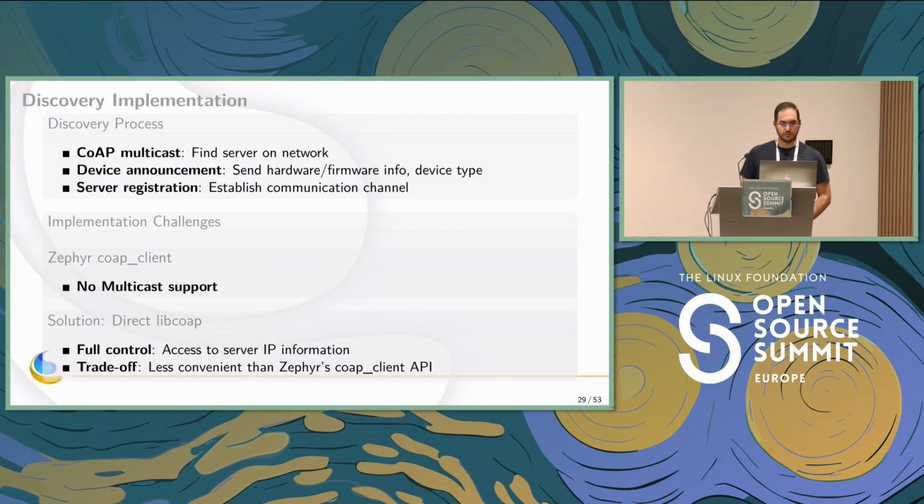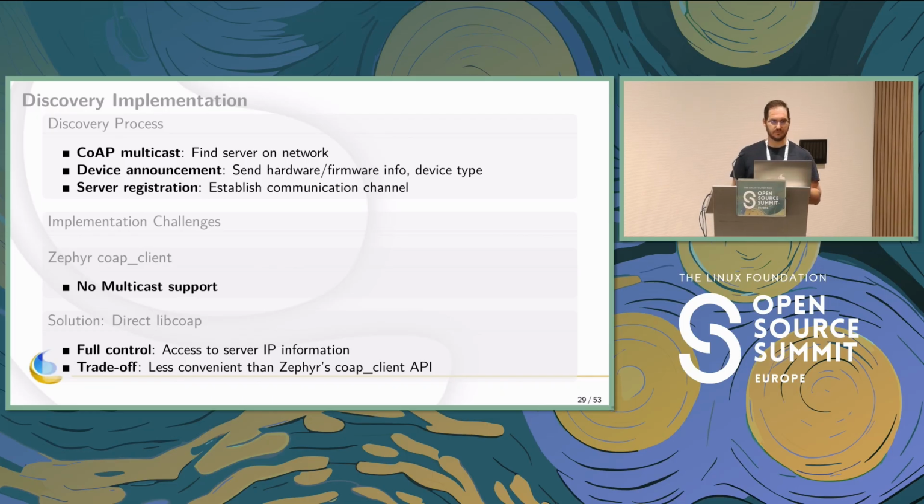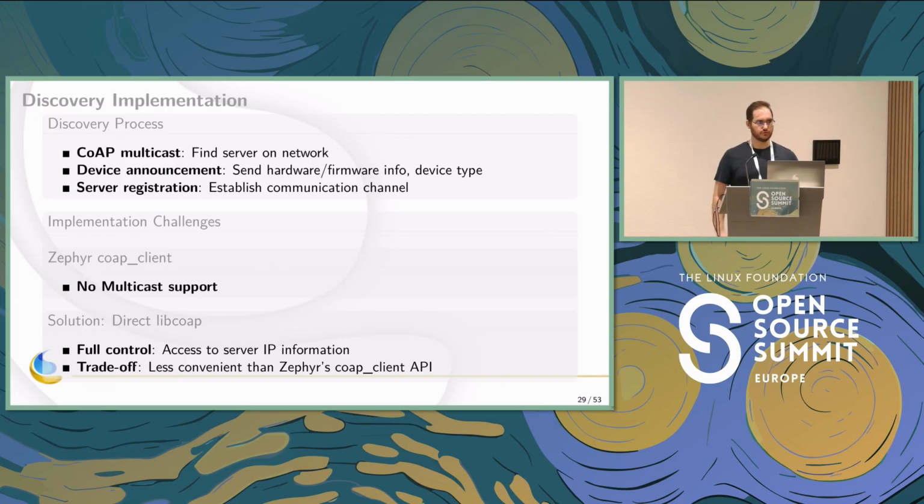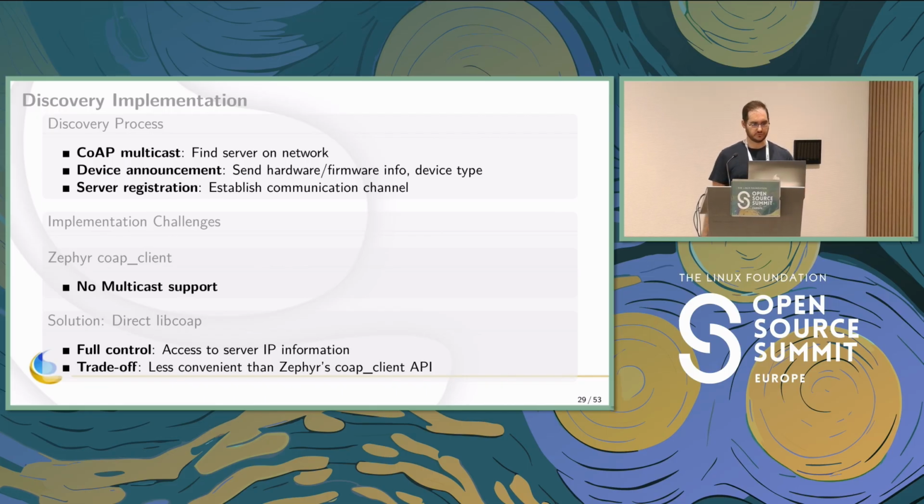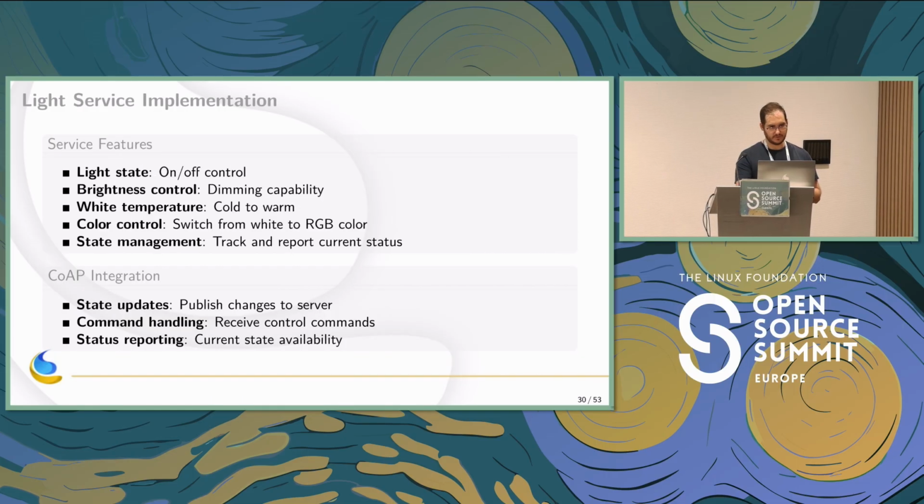I have implemented a simple discovery protocol that uses CoAP. It uses multicast, so a device could find a server using multicast without having to know its IP or things like that. The server will respond to the device, and they will exchange discovery information. For the light service, it's quite simple. I implemented most of the basic features: on-off, brightness, white temperature control, and color for devices having RGB.